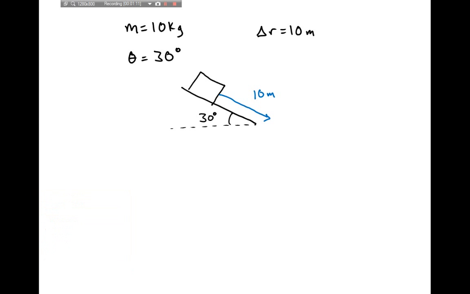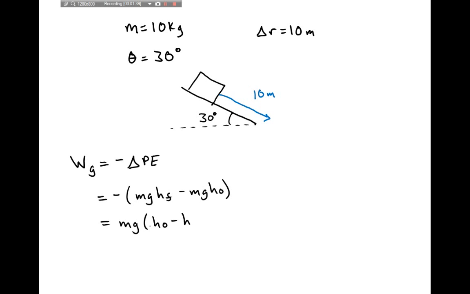So let's first use the formula for the potential energy due to gravity. The work that's done by gravity should be minus the change in its potential energy. And the potential energy for gravity, remember, is mgh. So we have minus mgh final minus mgh initial. If I distribute the minus sign, that's mg times h initial minus h final. So what I need to do is calculate the initial height and the final height of the box.